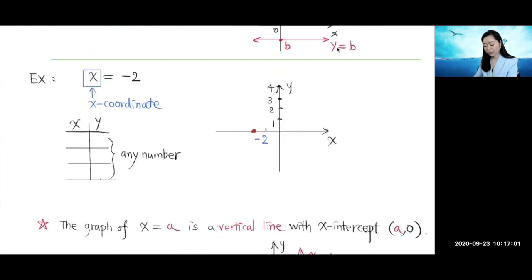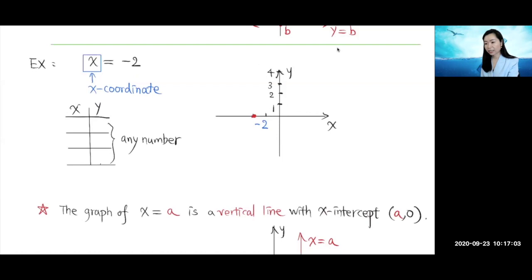Next one, we're going to graph x equal to -2. This is the x coordinate. X coordinate can only be -2 and nothing else. So x has to be -2. There's no restriction on the y. It doesn't mention y. So y could be any number. So I'm going to pick y to be 0, 1, and 4.